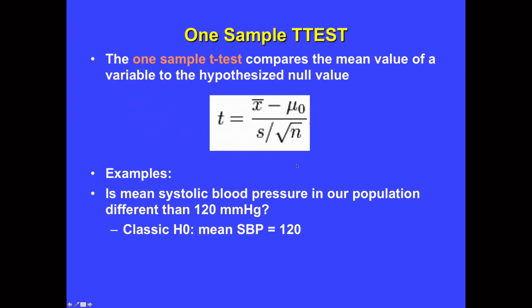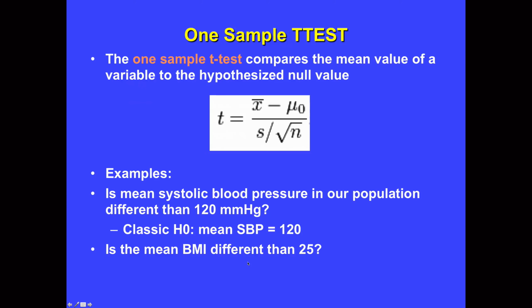So for example, we can think about blood pressures in our population that we've been using throughout this course, and we might wonder whether or not the mean blood pressure of that population is different than 120 millimeters of mercury. So to state a classic statistical null hypothesis, we would be hypothesizing that the mean systolic blood pressure is equal to 120, and then we'll see if there's evidence in the data to reject that null, suggesting that maybe the systolic blood pressure is different than 120.